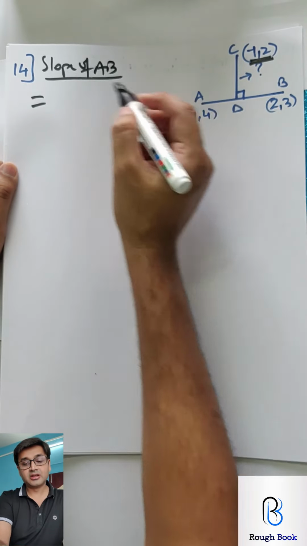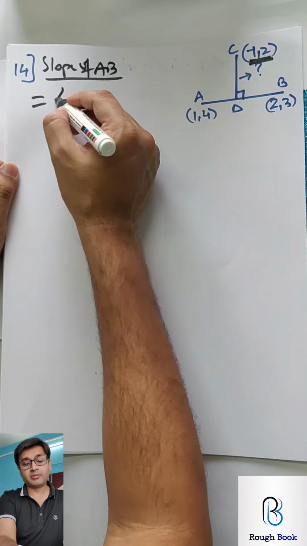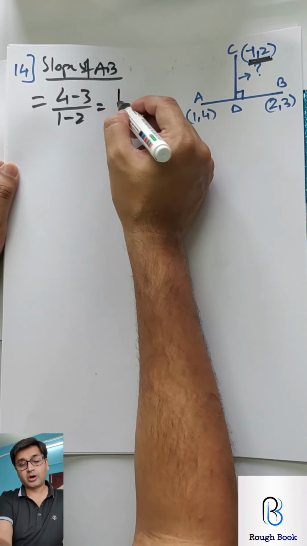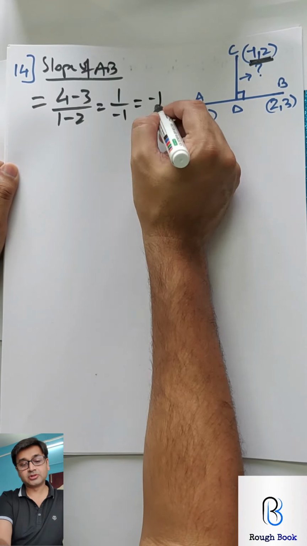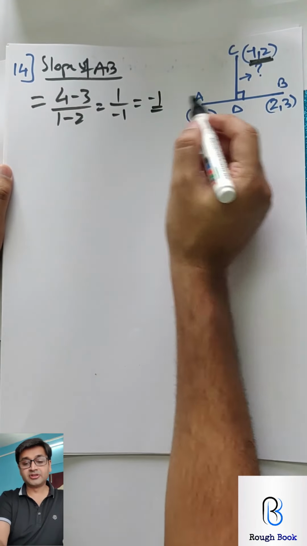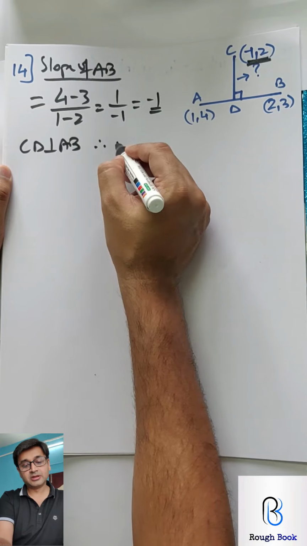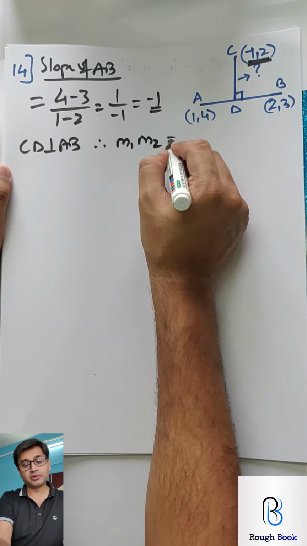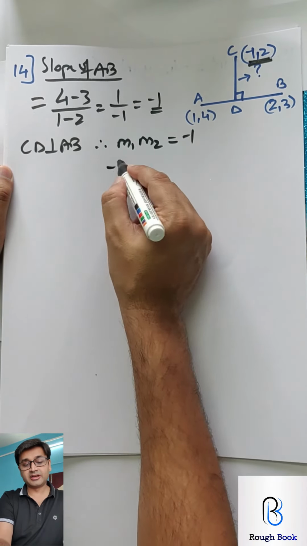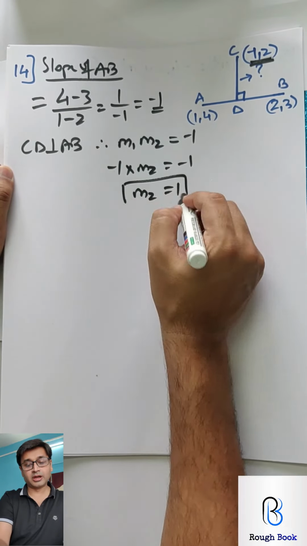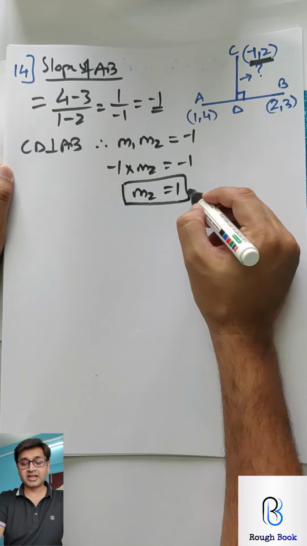That's the first target. So y2 minus y1, so 4 minus 3 over 1 minus 2. So I get 1 by minus 1. So the answer is minus 1. And now if this is minus 1, CD is perpendicular to AB. Therefore M1 into M2 is minus 1. So M1 is minus 1, M2 will be 1. So I got the slope of this line as 1.